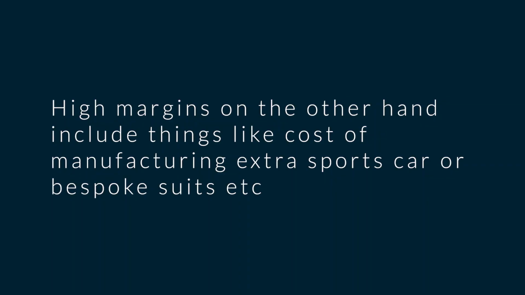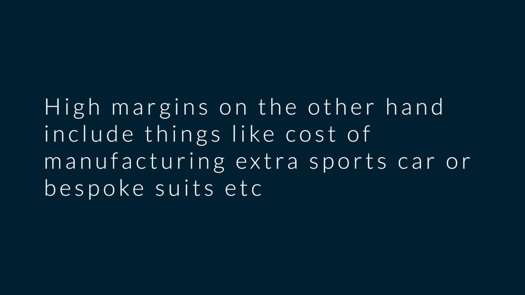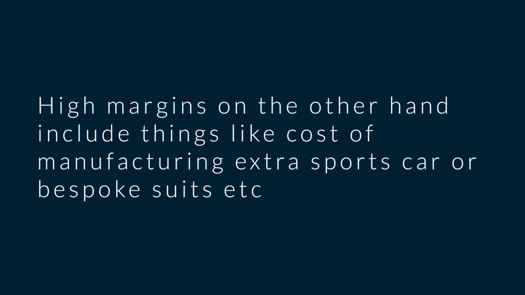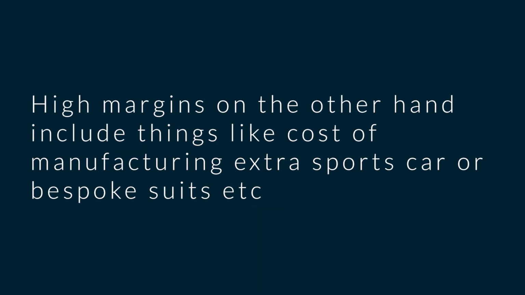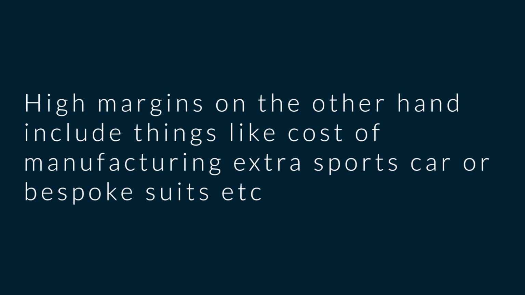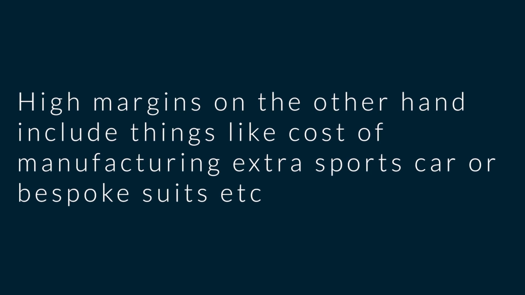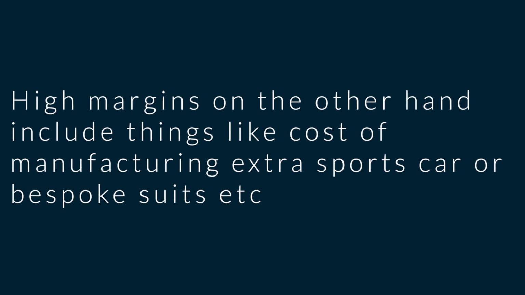Now, let's continue with the marginal pricing. Remember, what's the cost of making the next thing, the marginal? High margins, on the other hand, so remember you can have lower margins, like the PDF examples. But then high margins, on the other hand, include things like the cost of manufacturing an extra sports car or a bespoke suit. See, that doesn't cost you less.